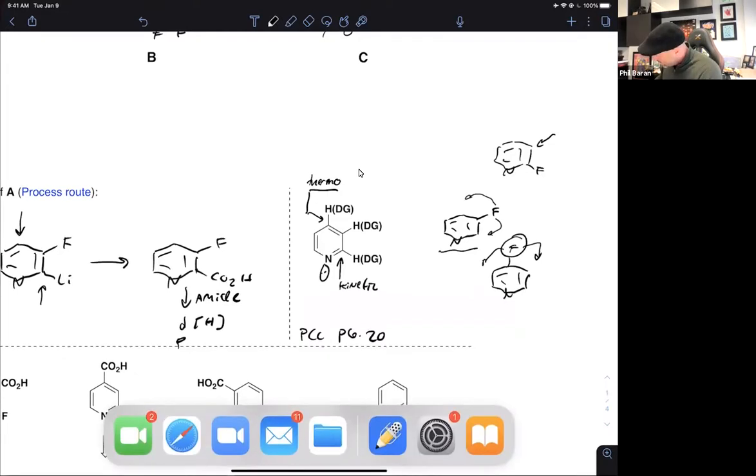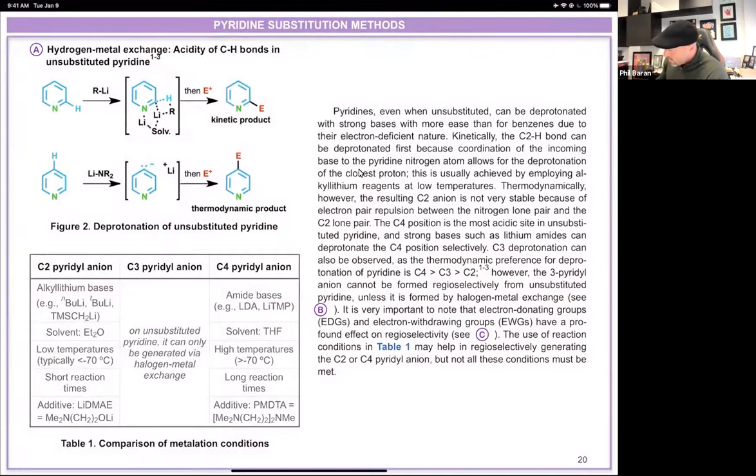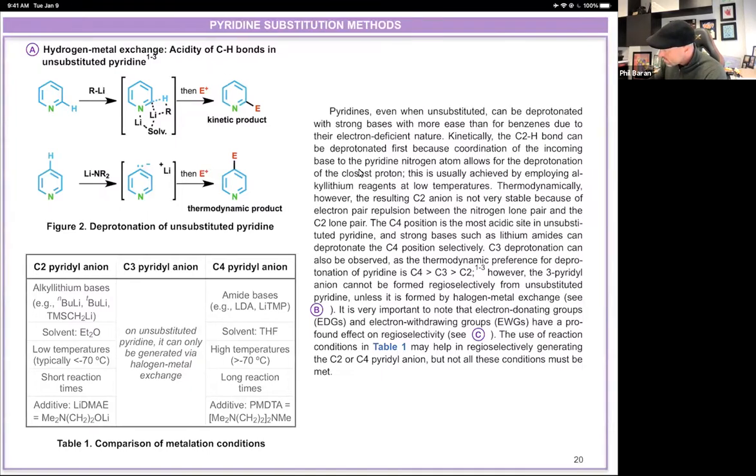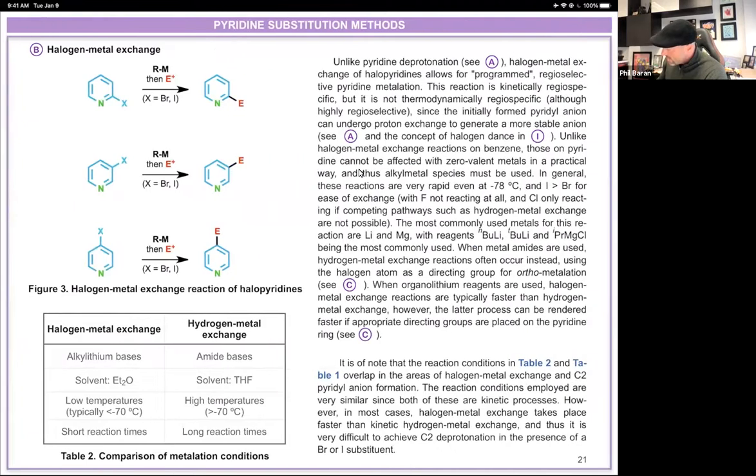Let's take a look at the book on page 20. This is summarized really well. The ways of getting C2 pyridyl anion versus C4 pyridyl anion. Through this chapter, there is a discussion of how you can use the innate preference of a pyridine to give you selectivity in the lithiation or CH deprotonation step. And there's also a discussion of halogen metal exchange. So let's say you've got a polyhalogenated compound. How do you know which is going to undergo the halogen metal exchange?